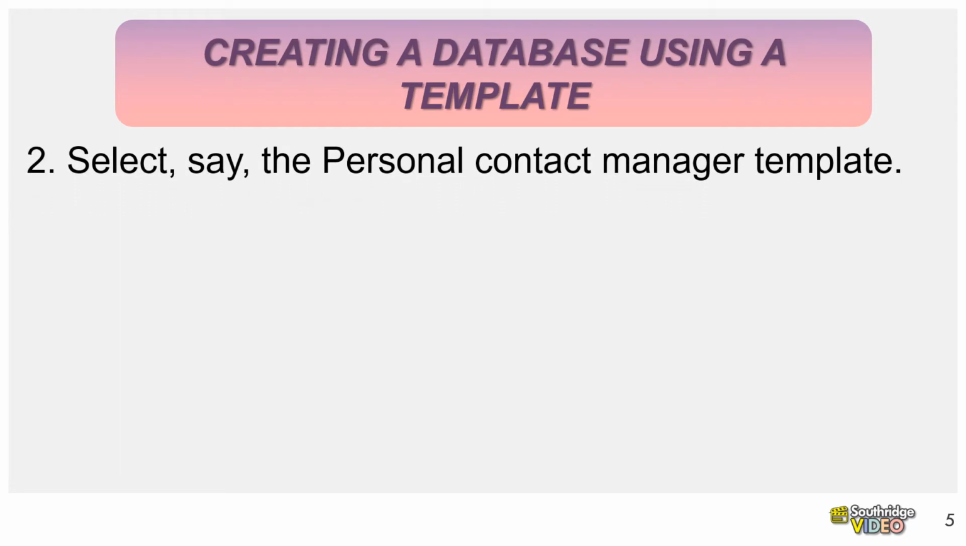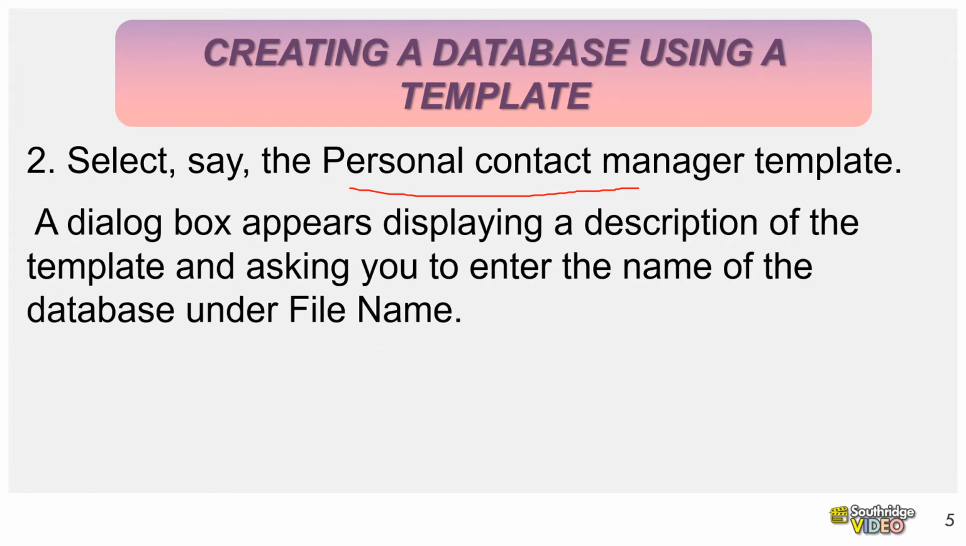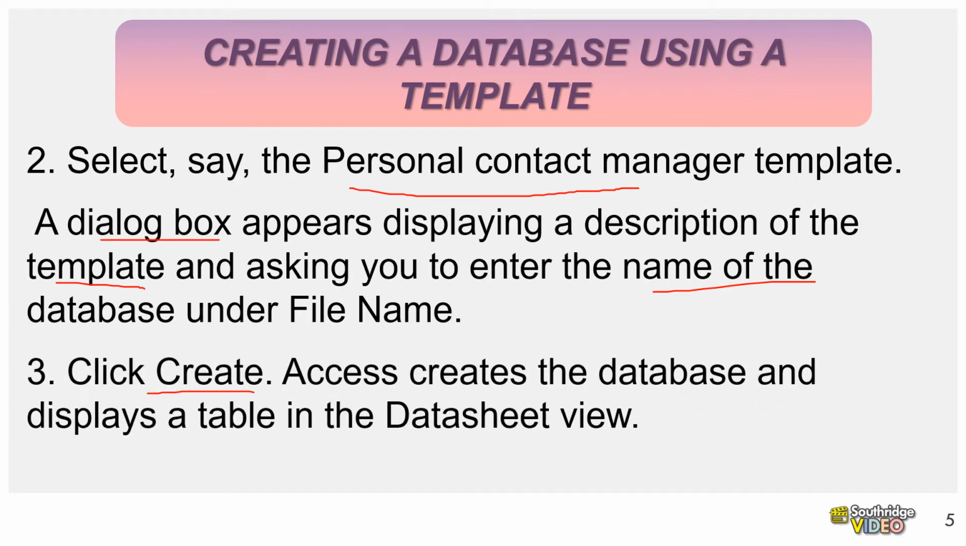For example, I have chosen this template, the Personal Contact Manager template. When you choose this, a dialog box will appear. It displays the description of the template, and it will ask you the name. You have to enter the name of the database and click Create. Now Access creates the database and displays the data in the datasheet view. So these are the basic steps. Now I'll show you the demo so that you will get a clear idea about how to create a database using a template.